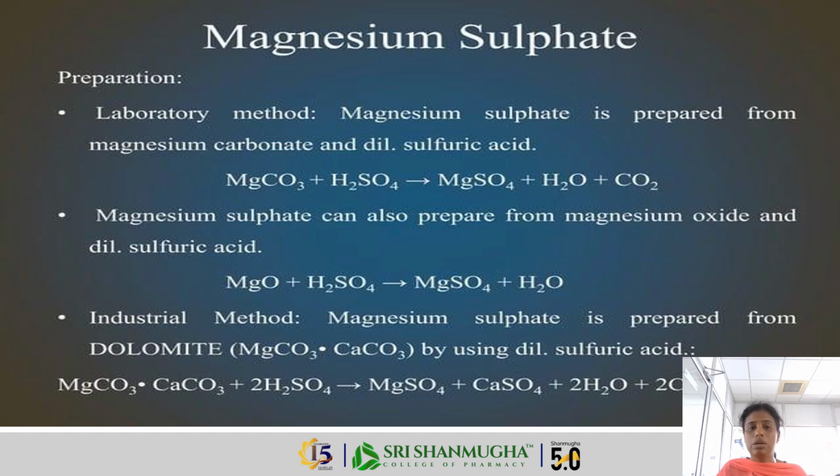Next, second one: magnesium sulfate. Another method is also prepared from magnesium oxide. Magnesium oxide plus dilute sulfuric acid forms magnesium sulfate, and water is eliminated. Next, industrial method: magnesium sulfate is prepared from dolomite by using dilute sulfuric acid.